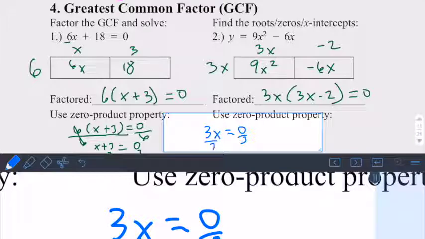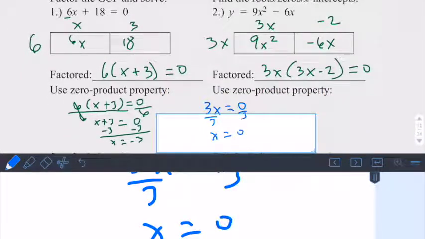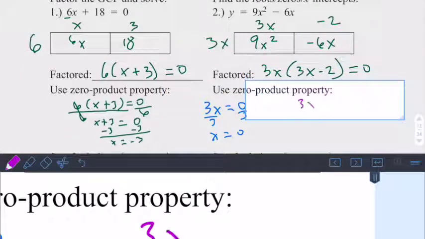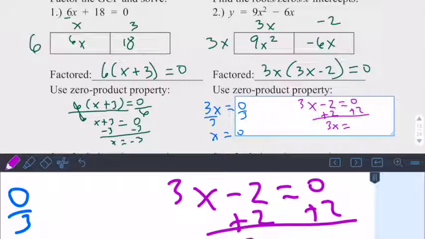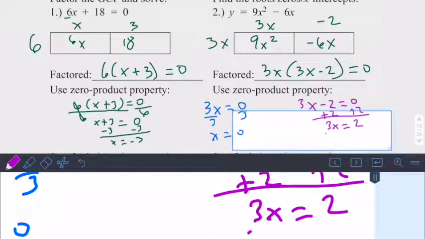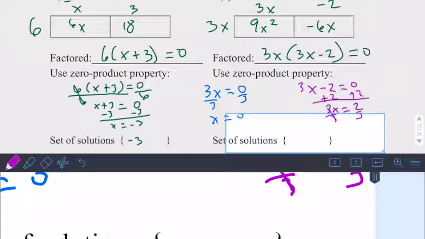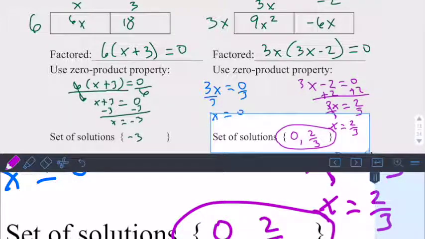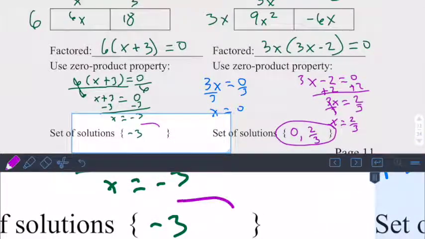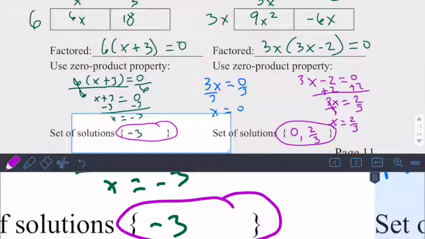Divide both sides by 3. x equals 0, and then I'm going to say 3x minus 2 equals 0, and I'll solve it. Plus 2 on both sides. 3x equals 2. Divide by 3 on both sides. x equals 2/3. So my set of solutions is 0 and 2/3 with my curly braces, because it's a set of solutions. This set of solutions only had one, probably didn't really need the curly braces.